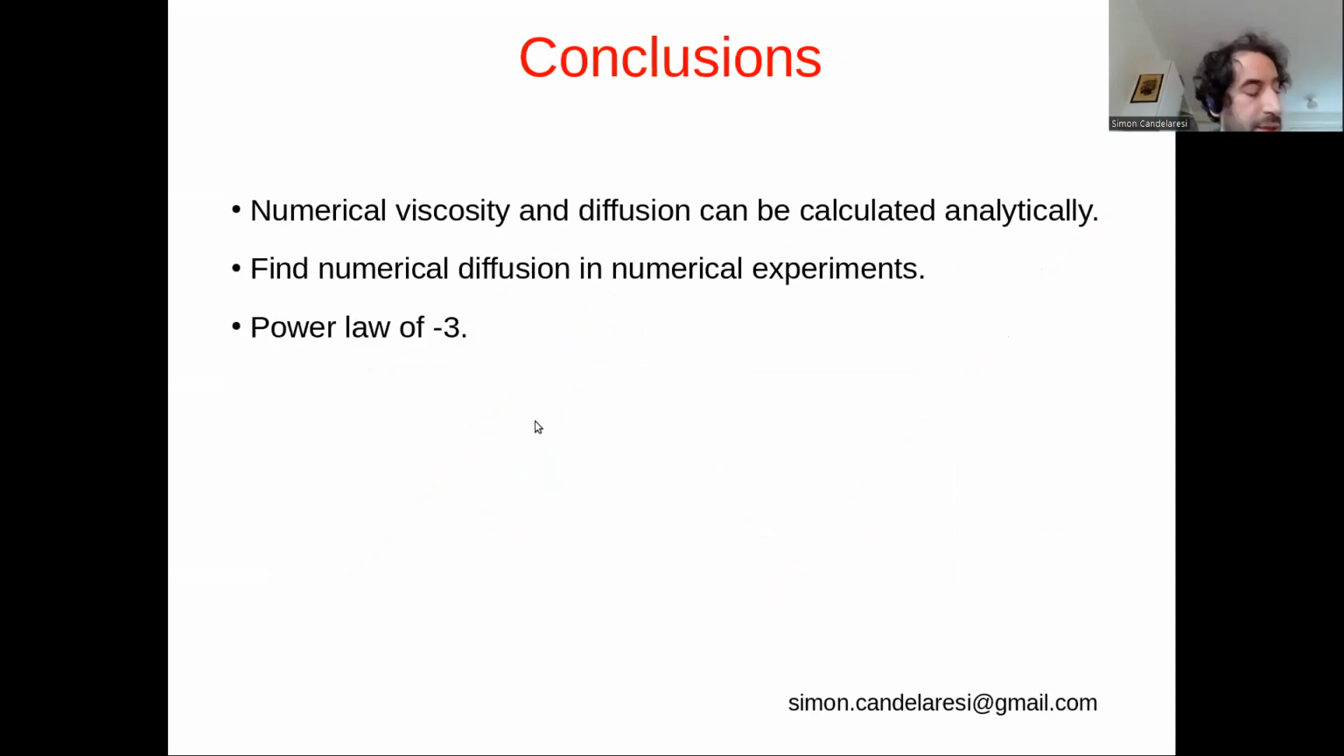And yeah, that's basically all I had to say. So there's plenty of time for discussions, which is basically what I want to have, a bit of input, a bit of discussion. In principle, we can compute numerical viscosity analytically, explicitly, which is something I've been doing with another student.